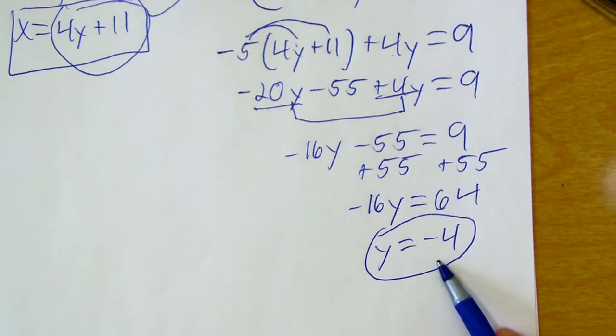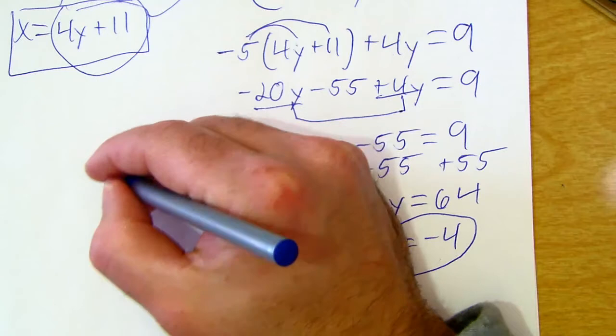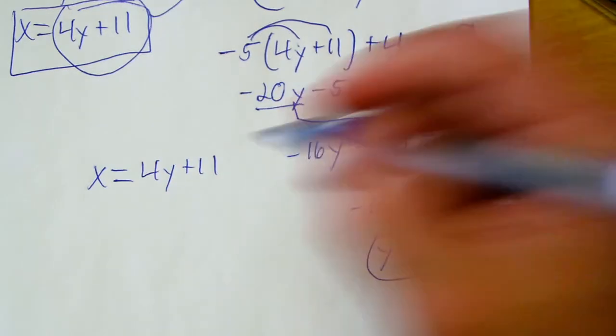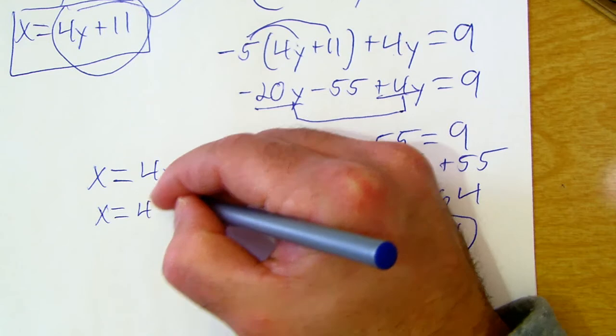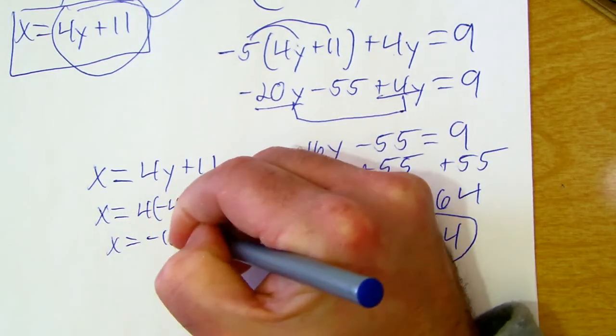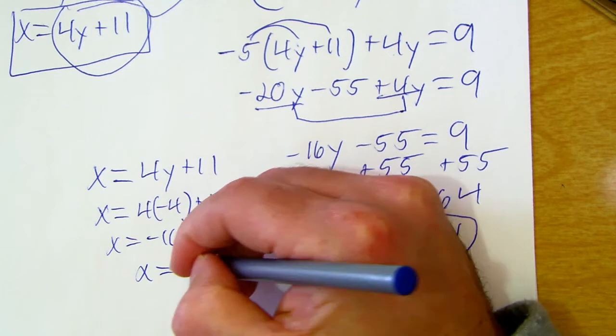So we got y equals negative 4. We solved for x up here. We said that x was equal to 4y plus 11. So that means x is equal to 4 times negative 4 plus 11. So x equals negative 16 plus 11. So that means x equals negative 5.